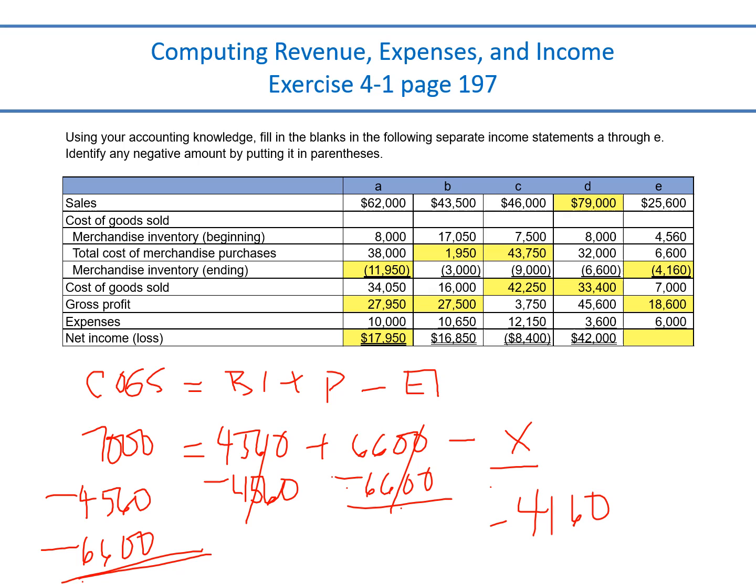Okay, and so we know that our sales are 25,600 less $7,000 of cost of goods sold equals $18,600 of gross profit less $6,000 of expenses is $12,600.